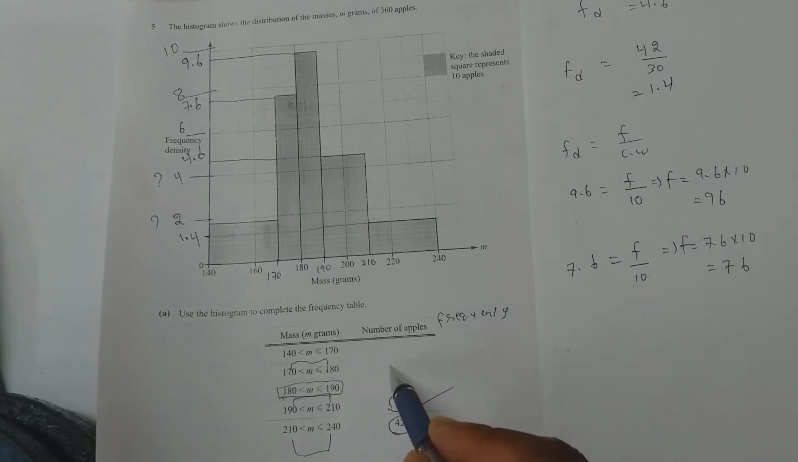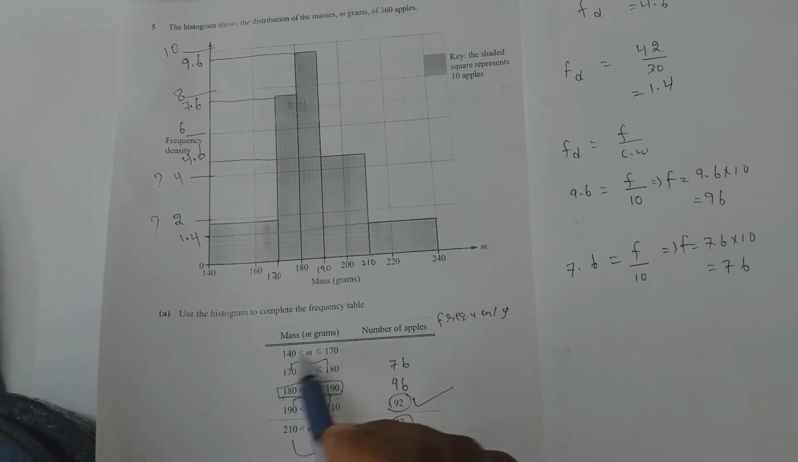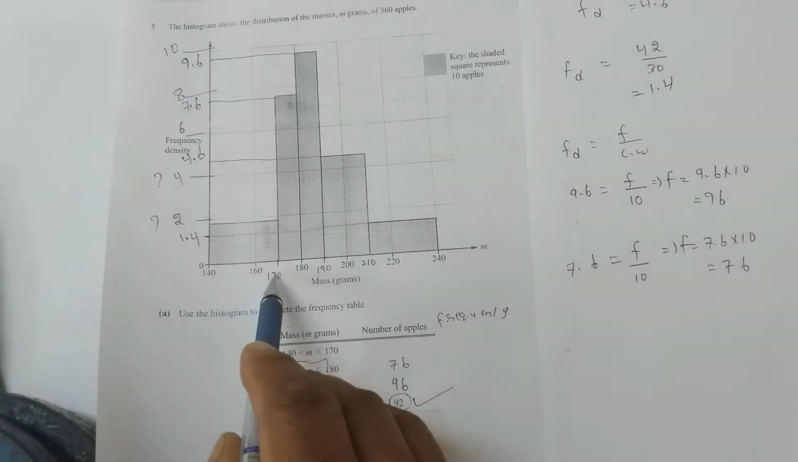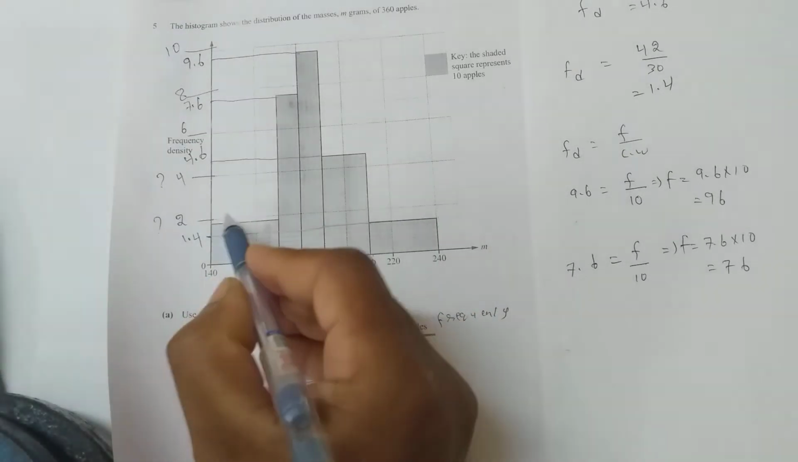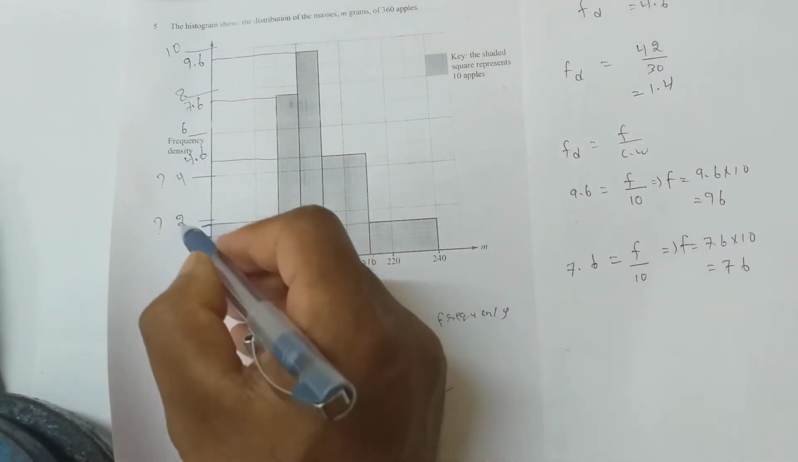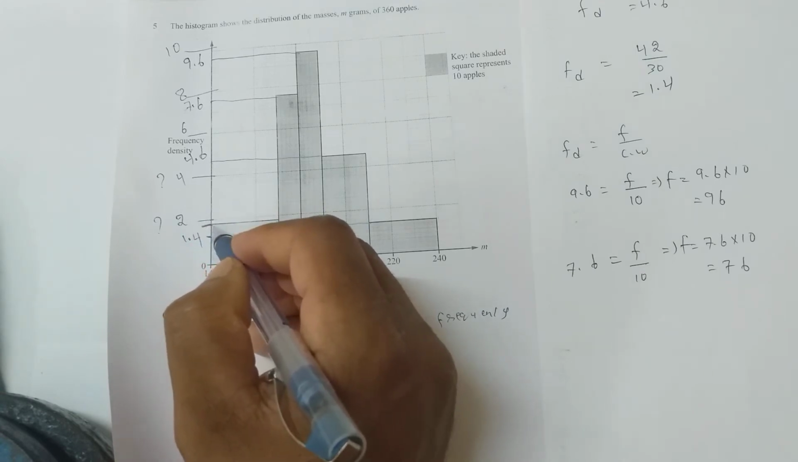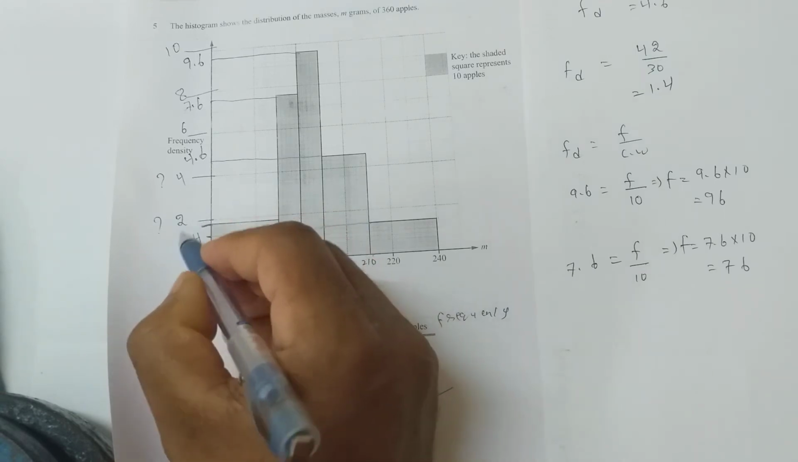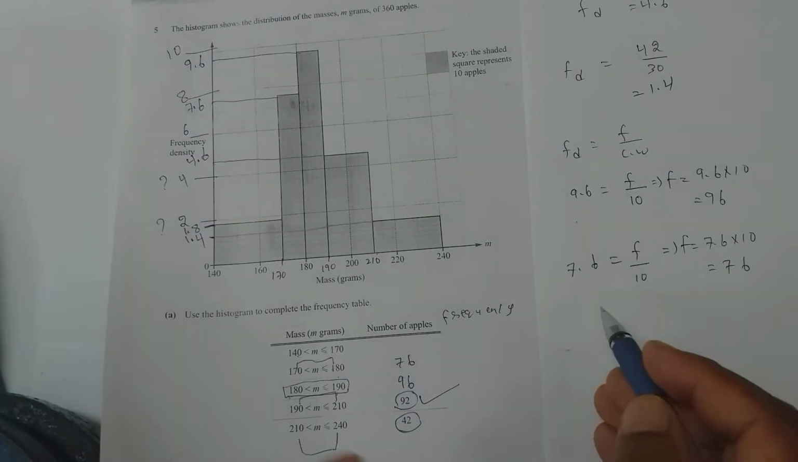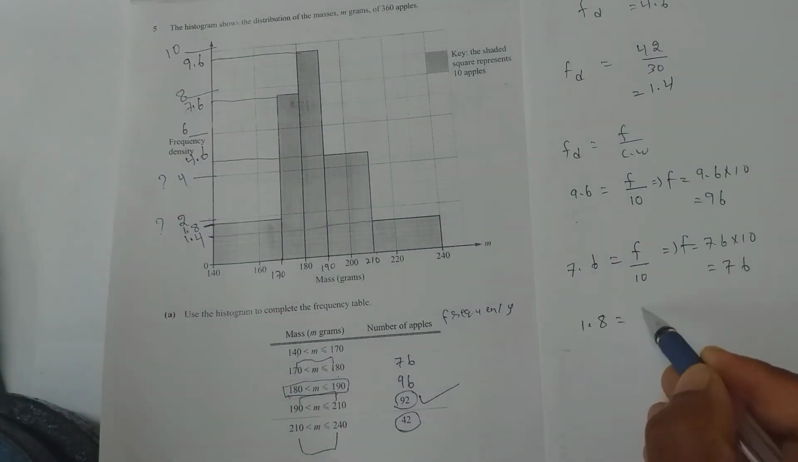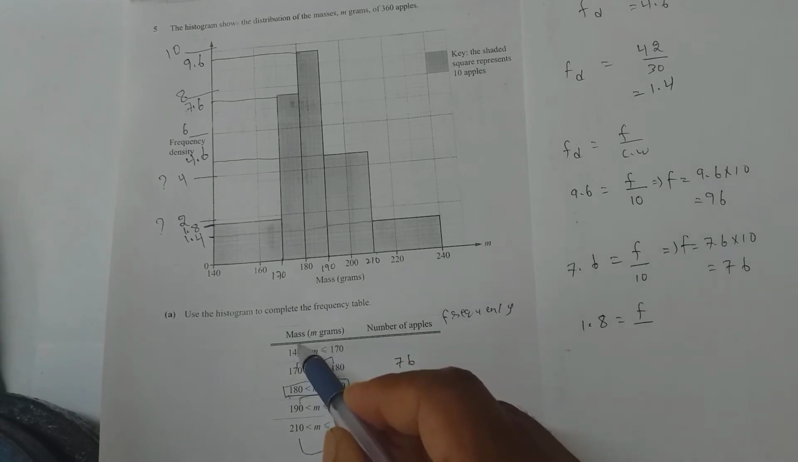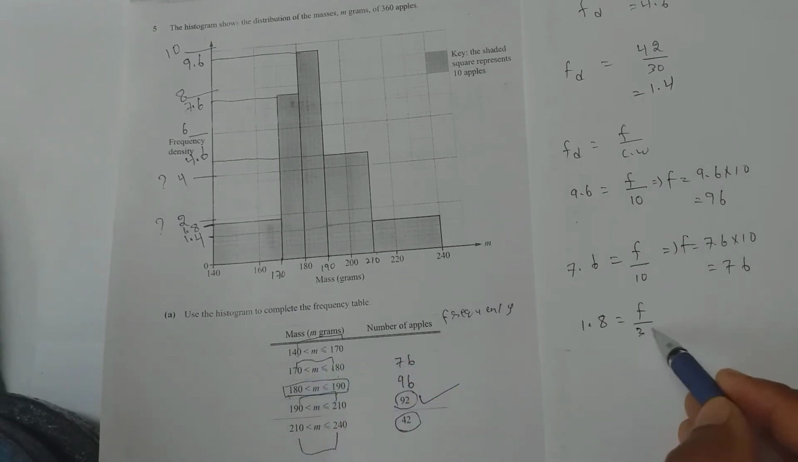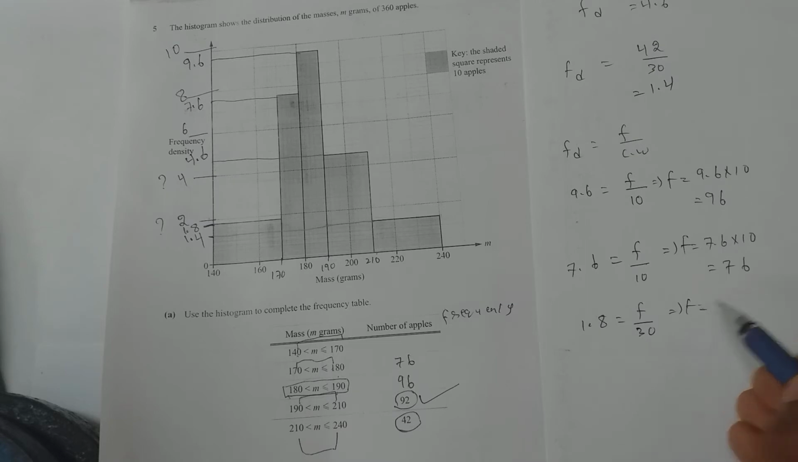Same way for the first one now. Again, what is the frequency density for the block of 140 to 170? 140 is here, 170 is here. So how much is this? It is 1.6, 1.8. So this is 1.8. So 1.8 equals frequency by class width. This gap is how much? 30. So my frequency equals 1.8 into 30. So how much will that become? 54.